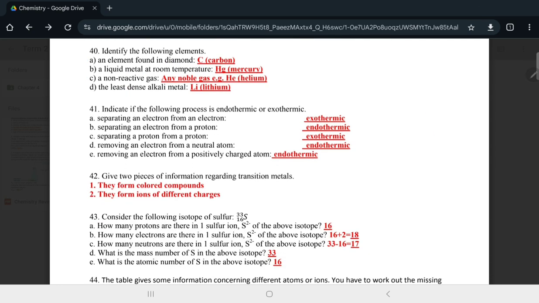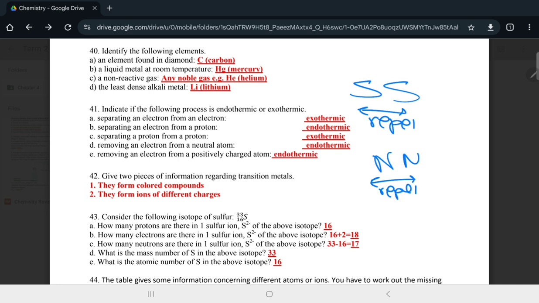Okay, which one is endothermic or exothermic? Think about it as a magnet. When you add South Pole and South Pole, they repel each other, so there's no need for you to add energy to separate them. When you do North Pole, North Pole, they instantly repel each other. So there's no need to add energy to separate them. When there's North Pole and South Pole, they go to each other, so they attract. So to separate these two, you need to add energy to the system.